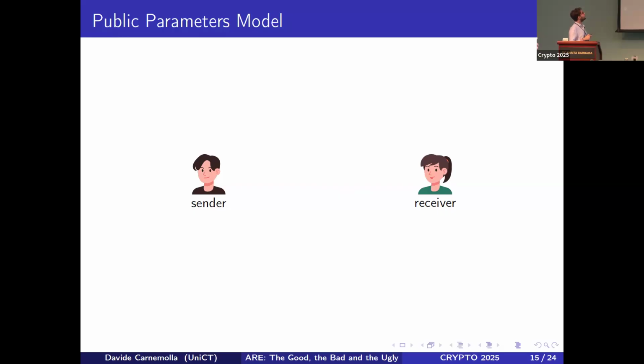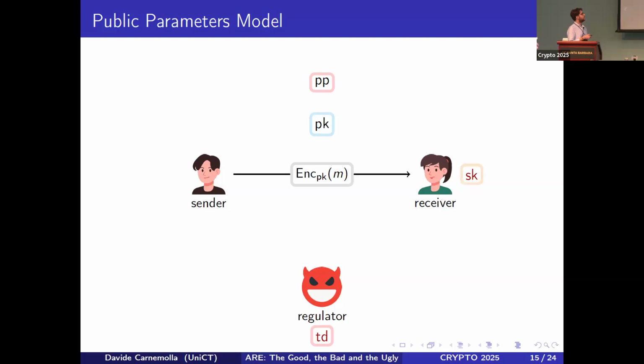As I said before, the first construction is in the public parameters model. So we have, again, a sender, a receiver, and a regulator. Now the regulator generates some public parameters and a trapdoor TD. Then the receiver generates a public key and a secret key, and then the sender will be able to encrypt a message as before.